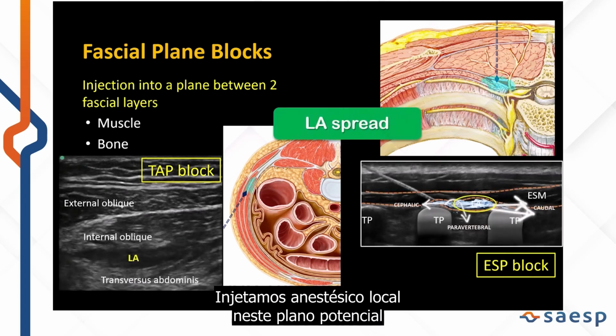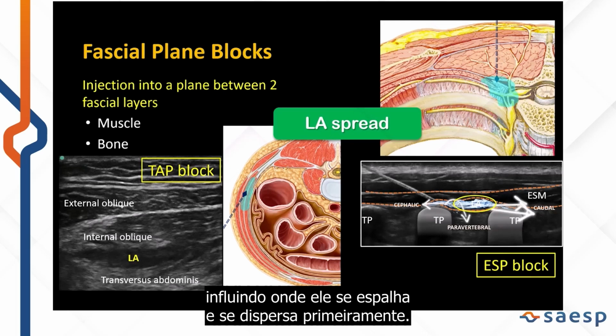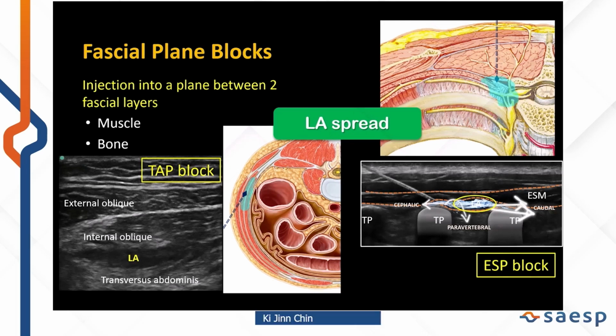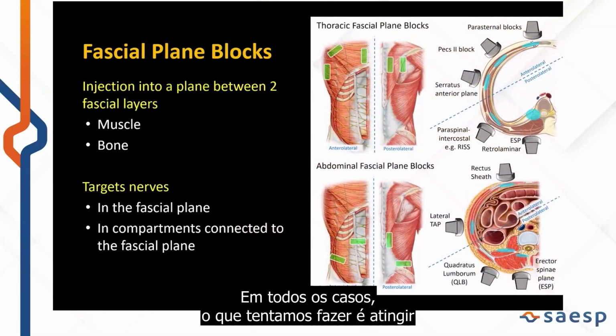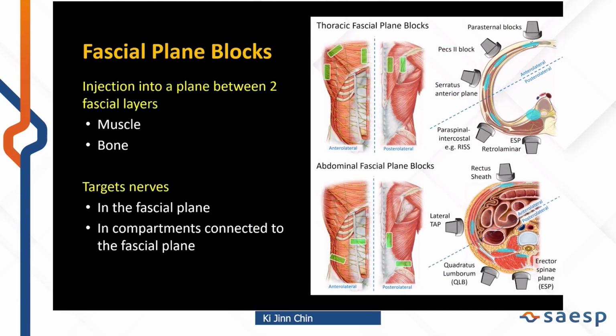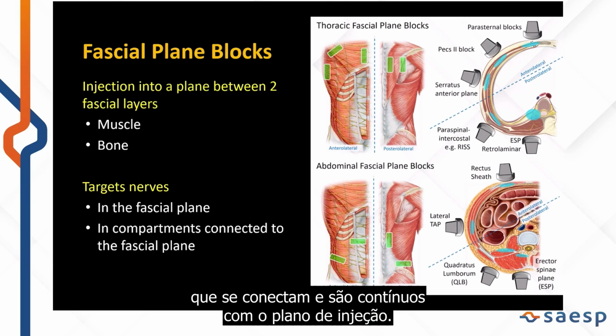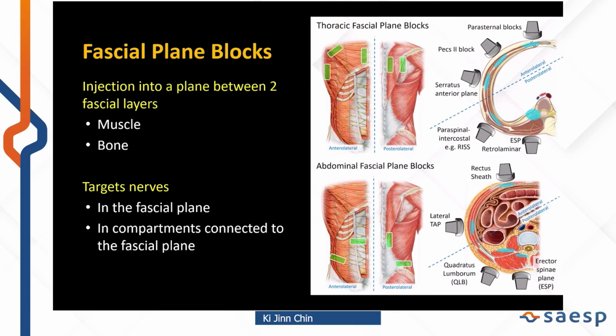We inject local anesthetic into this potential space or plane, and the sandwich of fascial layers contains and constrains the spread of local anesthetic, influencing where it spreads and disperses to in the first instance. What we're trying to do in all cases is to target nerves that travel within the fascial plane of injection, or nerves that lie in other fascial tissue compartments that connect with and are continuous with the plane of injection.